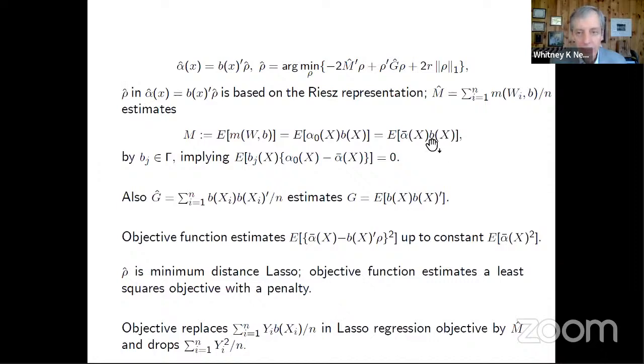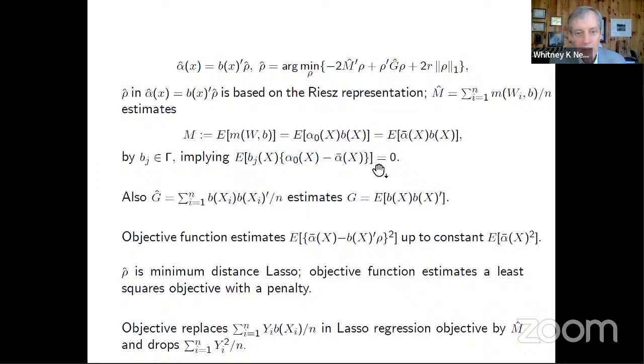And then G. So that's what M estimates, the expectation of alpha bar times B. And what G hat estimates is the second moment matrix. You're golden for least squares. You've got the expected cross product between the thing you want and the basis, and you've got the expected second moment of the basis. That's all you need for least squares, right?